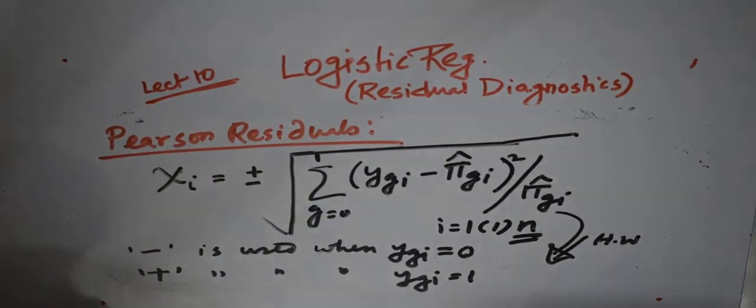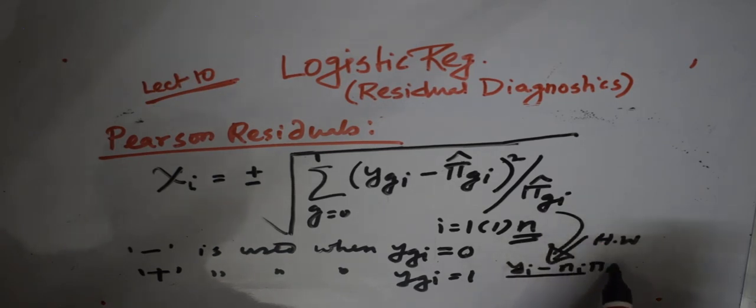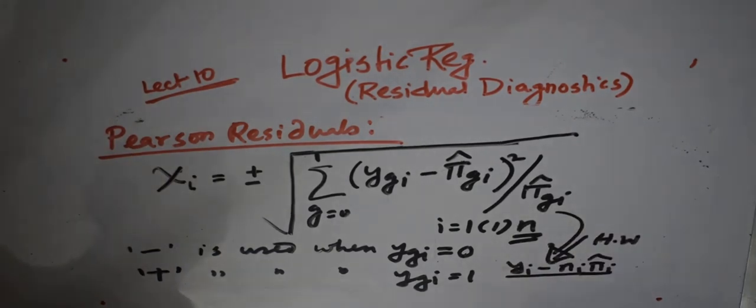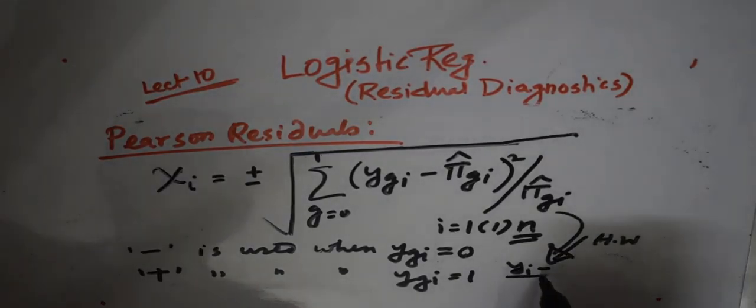This is reduced to y_i minus n_i pi_i hat, or simply (y_i minus pi_i hat) by pi_i hat.